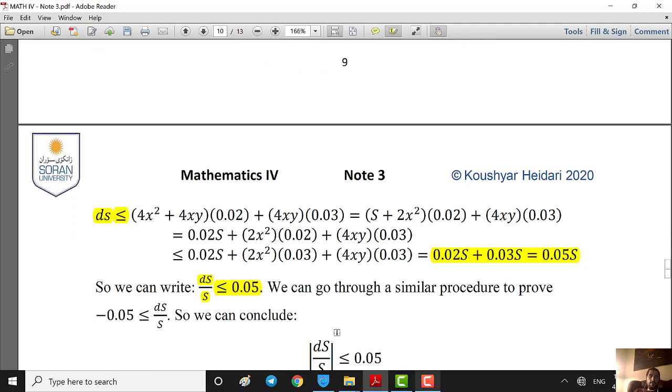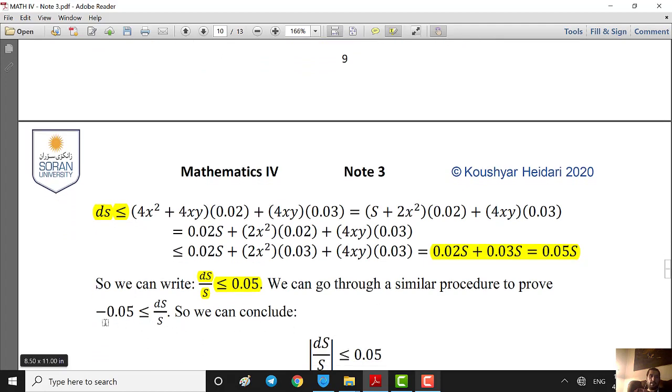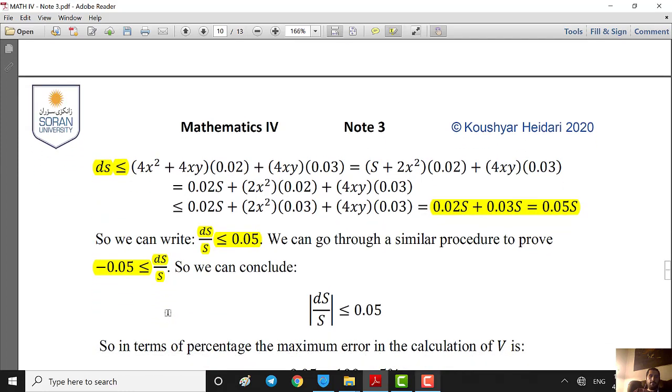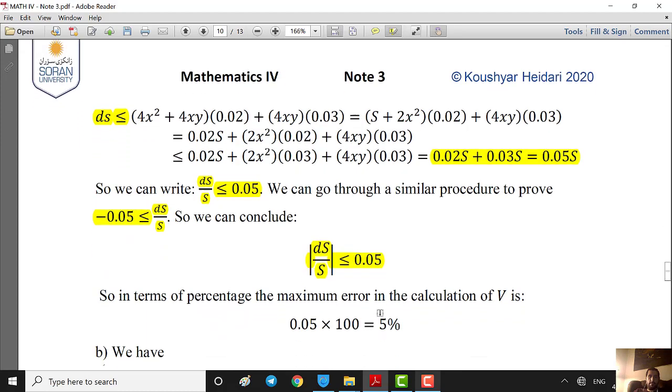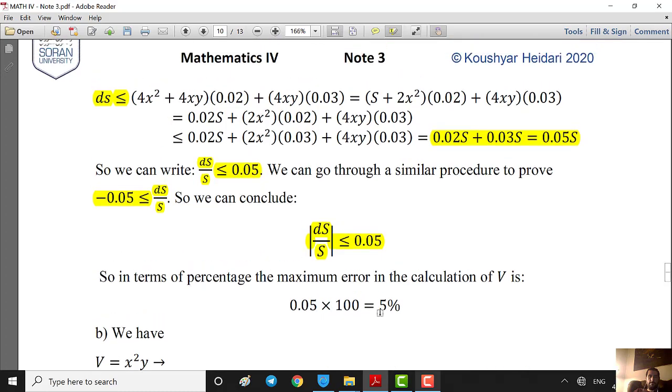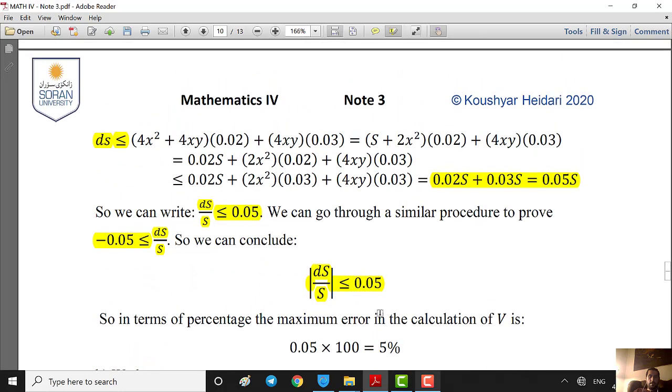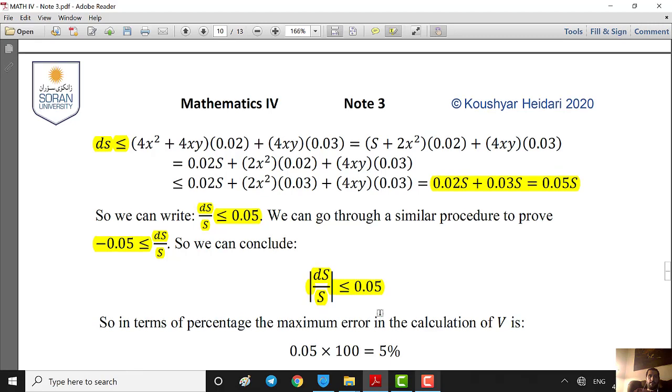And we can go through a similar process to prove that ds over s is bigger than minus 0.05. So we can draw the conclusion that the absolute value of ds over s has to be smaller than 0.05, which is 5%, right? Very good.